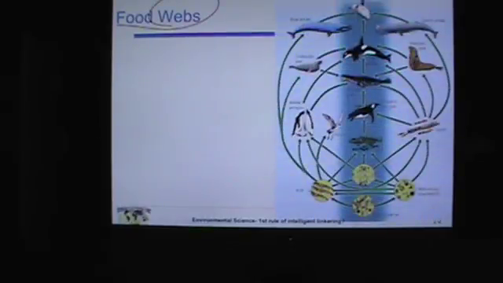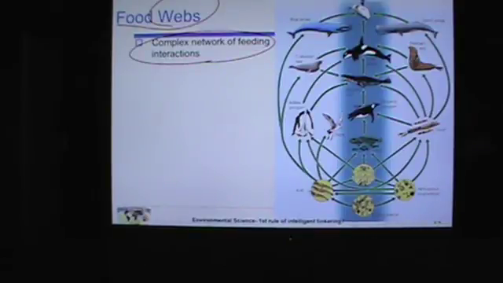But let's look at something else. Food webs, far more complex ideas. This is a food web. We'll walk through this one right now. You might guess that at the bottom is plants, but this type of plant happens to be algae. Complex network of feeding interactions. Many organisms are involved in food webs, and this image does not do justice to a food web. There are 100 times more organisms involved in it, but this is very simplified.